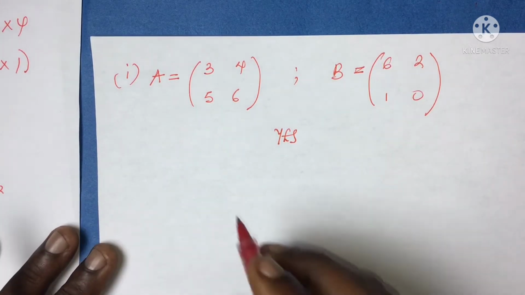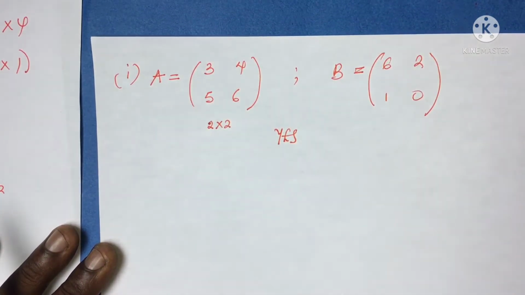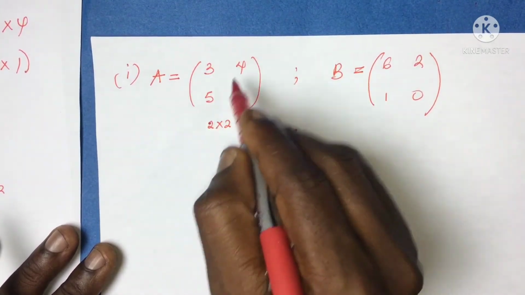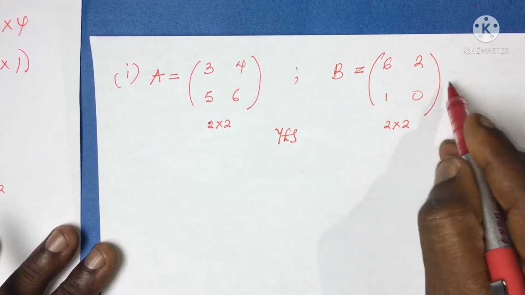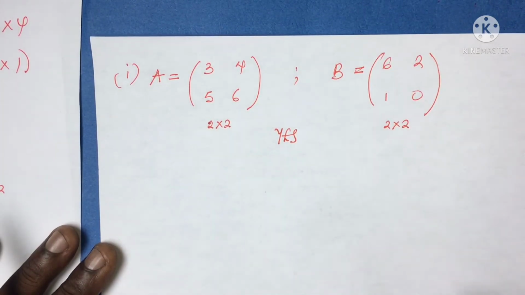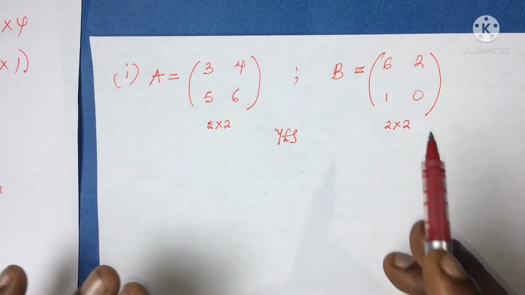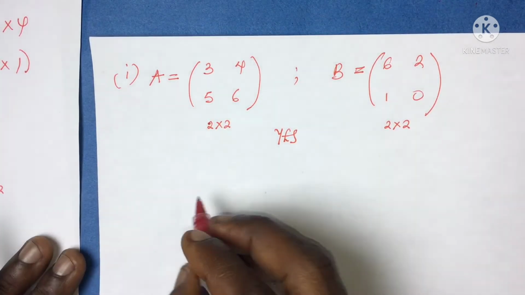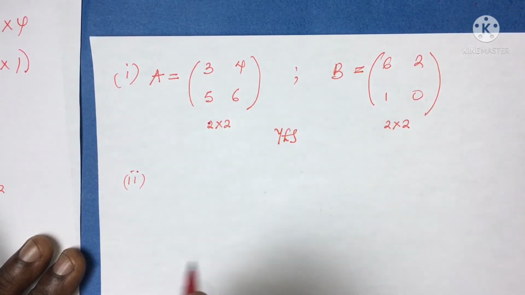Why are they conformable? It is simply because A is of order 2 by 2, it has 2 rows and 2 columns, and B is of order 2 by 2, it has 2 rows and 2 columns. Now, that is the reason why both of them can be added one to another, or one can be subtracted from the other. If I give you another pair of matrices, okay?